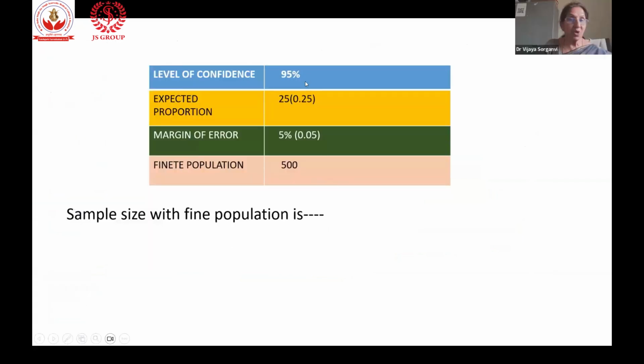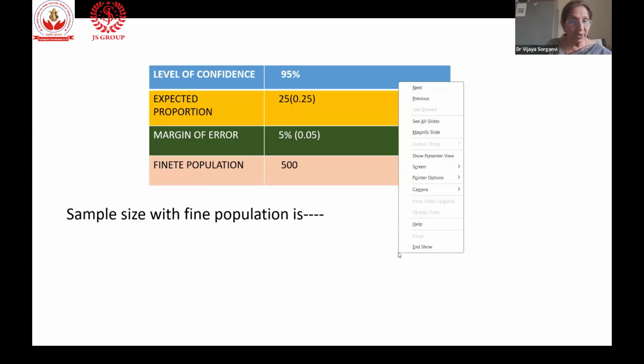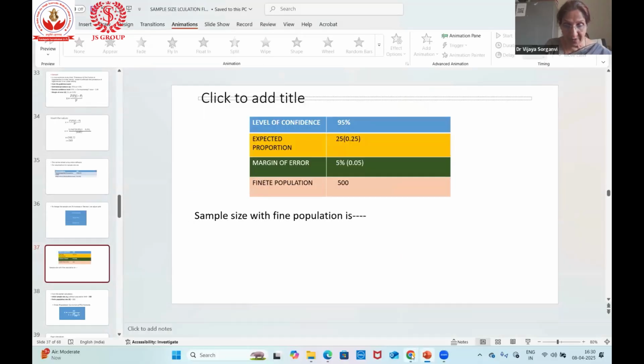Okay, level of confidence, what we considered is 95, expected proportion is 25%, margin of error is 5%. If I want to adjust the sample size for decreasing, if I consider finite population as 500. Okay, so adjustment I am doing with finite population. So go to that software.